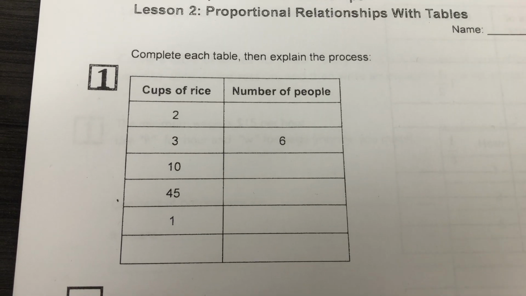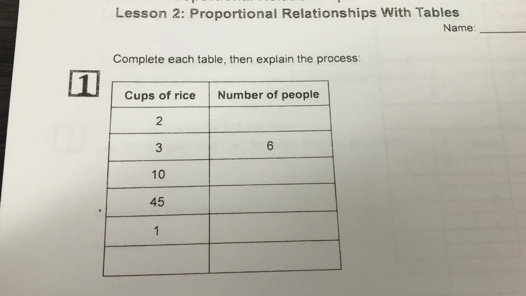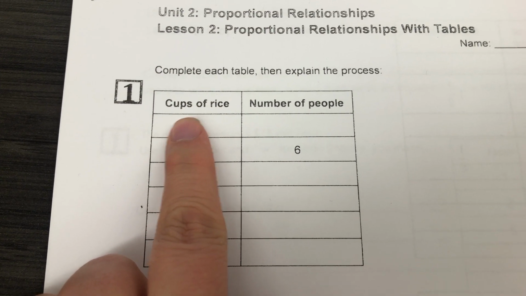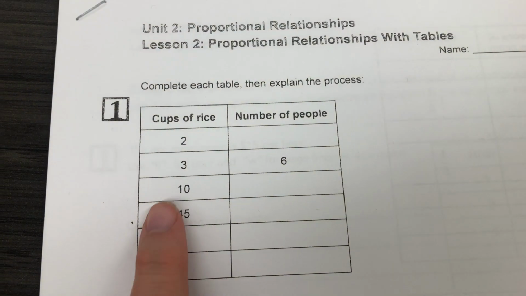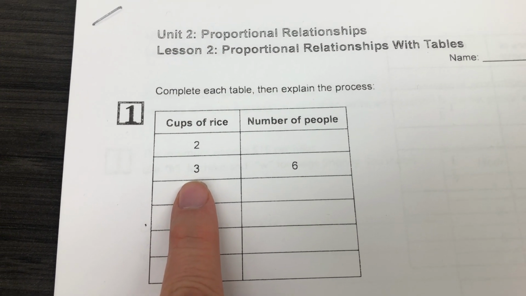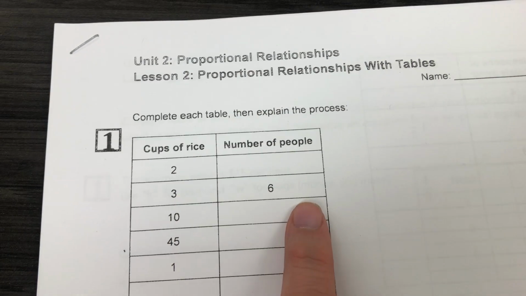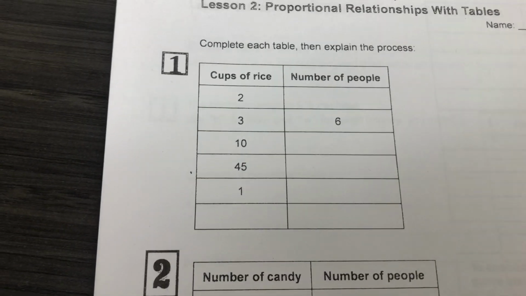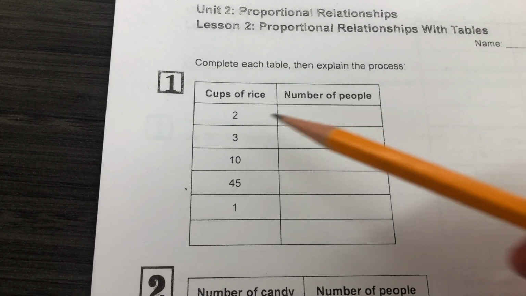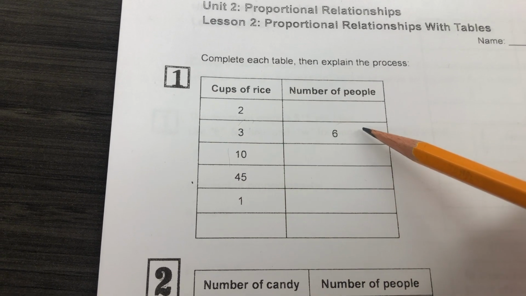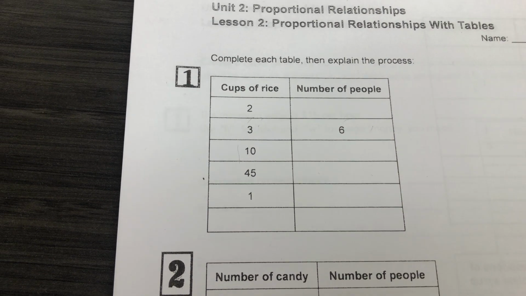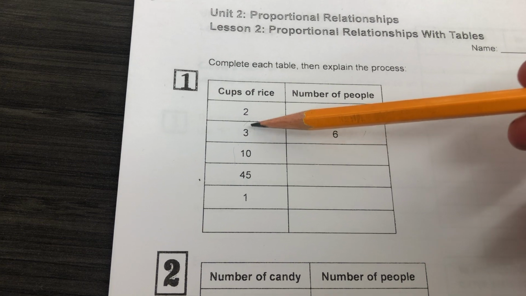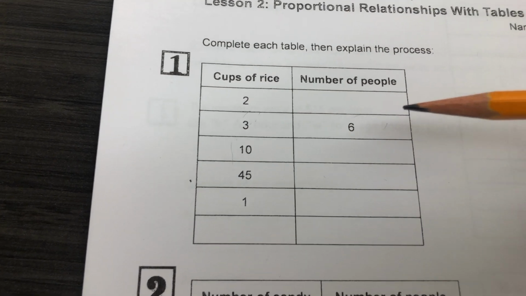So this is an example of proportional relationship. As you can see, it's a table that shows the number of cups of rice and the number of people, and it only gives me one value here, 3 cups of rice for 6 people. So I'm going to go ahead and start with that one, because if I multiply 3 by 2, it will give me 6. So I know that the way to get from the left side column to the right side column is by multiplying by 2.